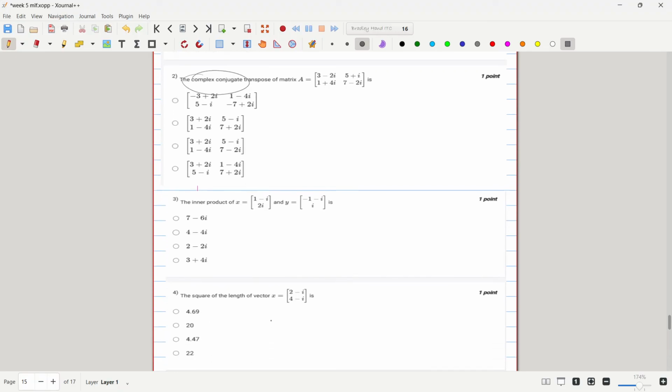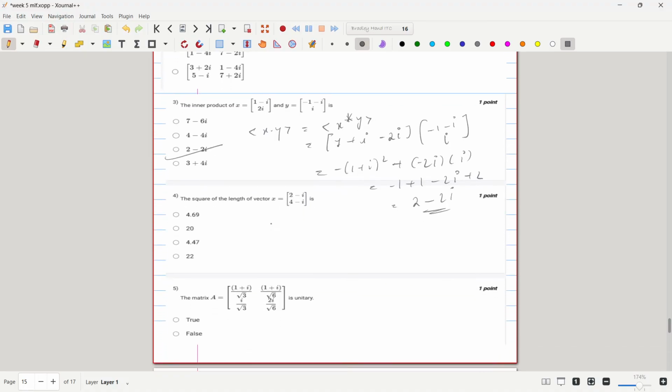The third question is to find the inner product. How will you find the inner product? The inner product of x and y will be equal to x conjugate transpose y. So this will be equal to (1 plus iota, minus 2 iota) and (1, minus 1 minus iota and iota). This will be equal to minus of (1 plus iota) squared plus minus 2 iota into iota. So minus 1 plus 1 minus 2 iota plus 2. That is 2 minus 2 iota. So the third option is correct.